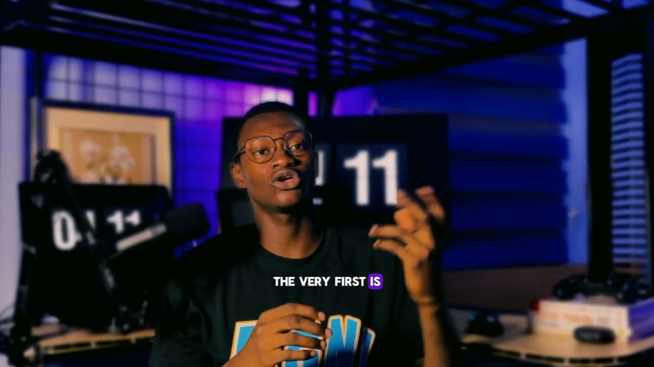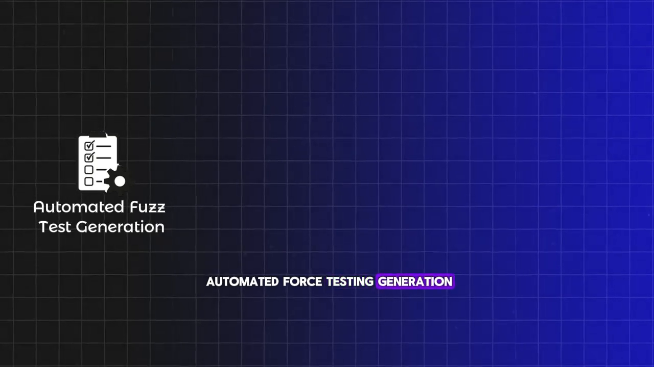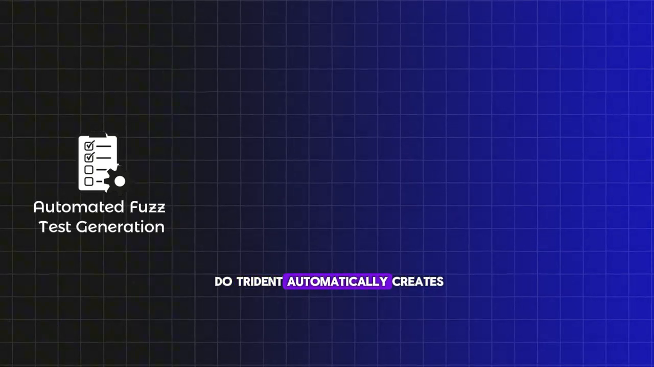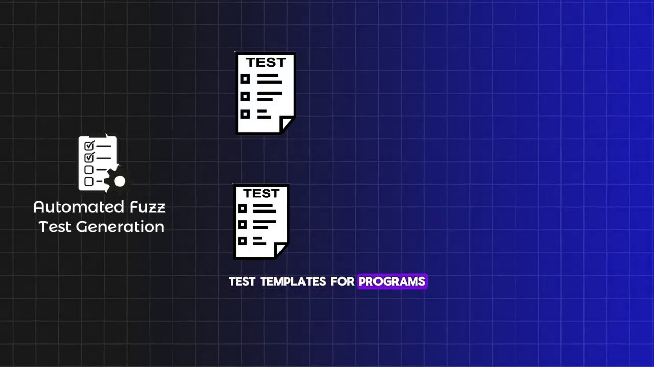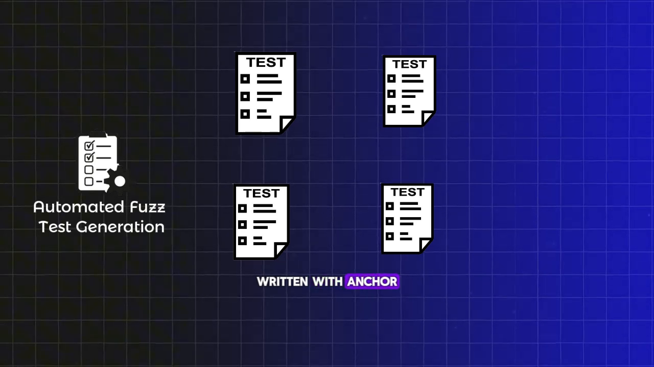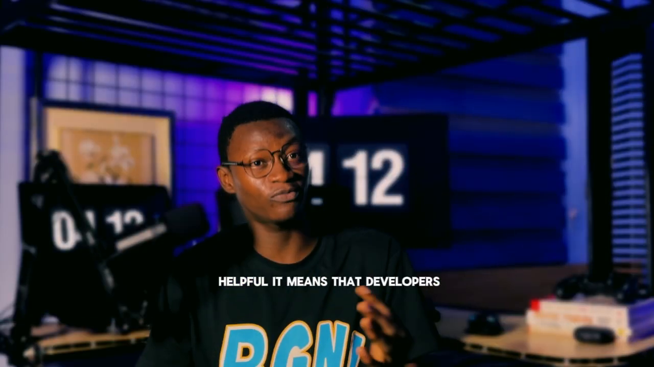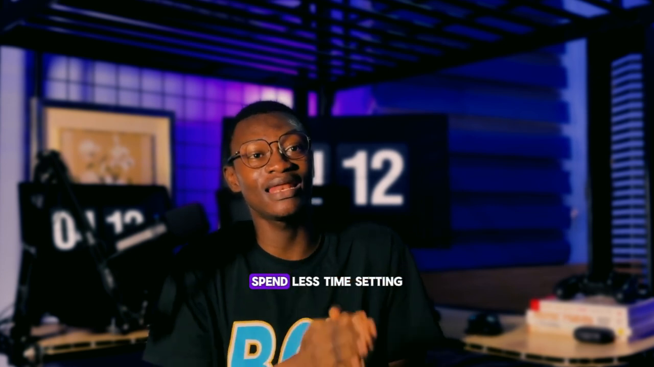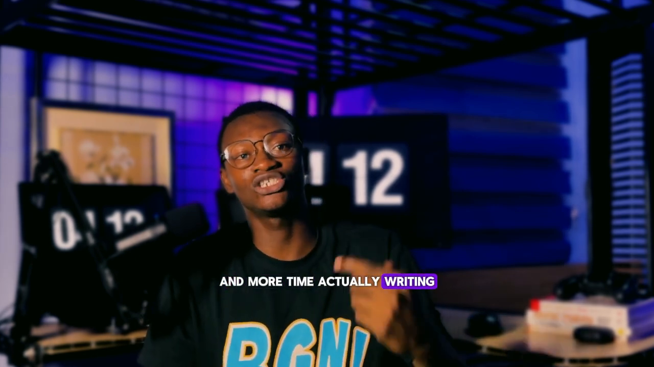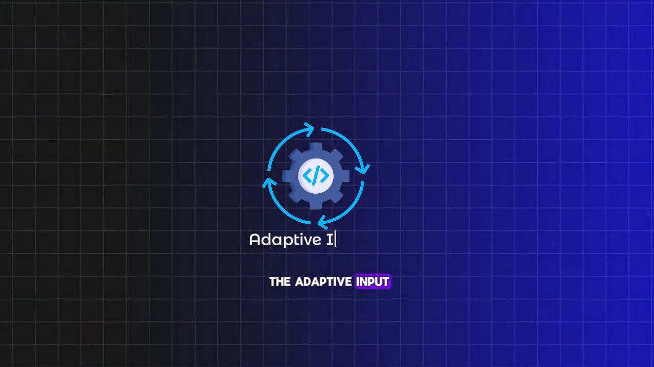The very first is automated fuzz test generation. Now, what does this do? Trident automatically creates test templates for programs written with Anchor, saving developers time and effort. Now, why is this helpful? It means that developers spend less time setting up tests and more time actually writing the code, making the development process more efficient.